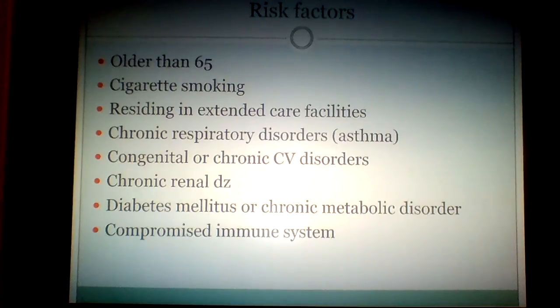We're going to talk about smokers, people that have a history of smoking. I'm going to go on to talk about people residing in extended care facilities. Extended care facilities is pretty much what I put in this lecture, but I probably could have said crowded living conditions. The crowded living conditions could be the barracks, the dorms, a jail, a shelter. People who already have chronic respiratory issues, okay? Congenital or chronic cardiovascular disorders. Chronic renal disease.